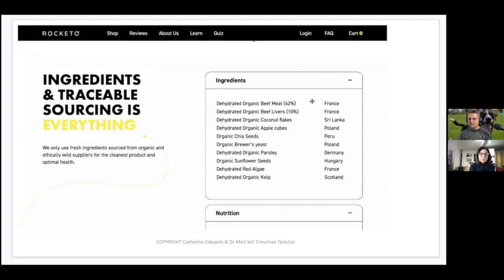Here, organic beef meat means really meat. It's not any skin or anything. This is really muscle meat, because then we have the beef livers. That's really liver. There is nothing else inside, like heart or something. Coconut flakes from Sri Lanka, apple cubes, chia seeds, brewer's yeast. This is real brewer's yeast, not an extract from somewhere.